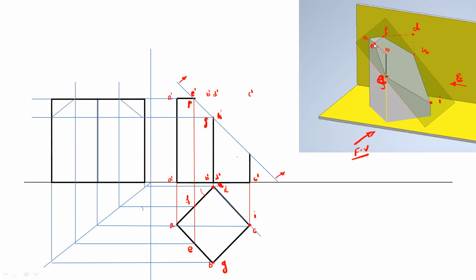Now you can join E and G by a straight line, F and H by a straight line, and G and I, H and I by straight lines. So this is the sectional side view. You need to highlight this section. You can show this by hatching lines, which are 45-degree parallel lines.